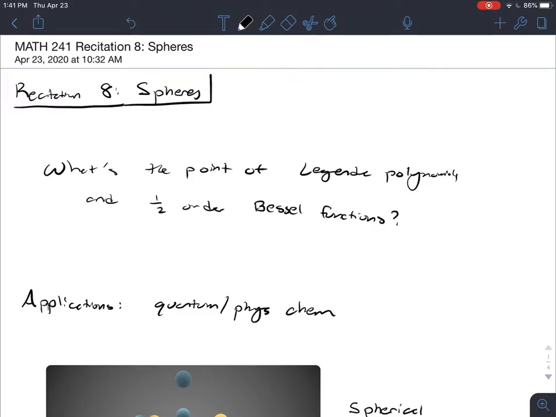In today's video, we'll be talking about spheres. This is Recitation 8 in spring 2020, but this material is relevant to pretty much all semesters, but basically I'm just kind of recording this right now because of coronavirus.